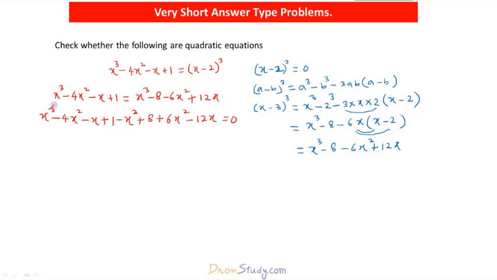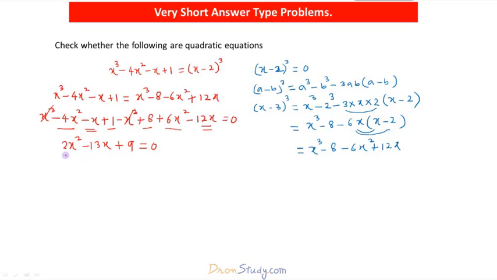So here the x cube and x cube will get cancelled. This minus 4x square and this 6x square are the like terms, so 6x square minus 4x square is equal to 2x square. Now this minus x and this minus 12x are the like terms, so that will be minus 13x. Then this plus 1 and plus 8 are the like terms, so it will be 9, which is equal to 0.